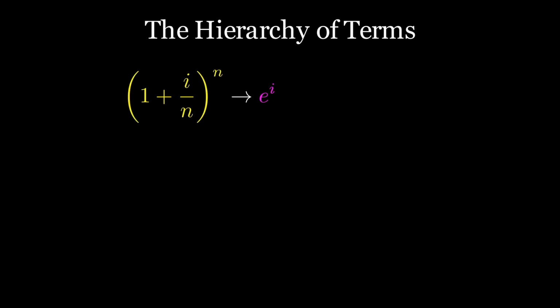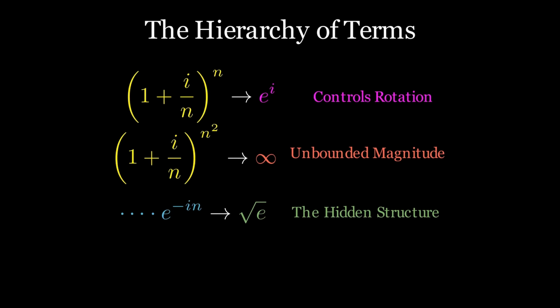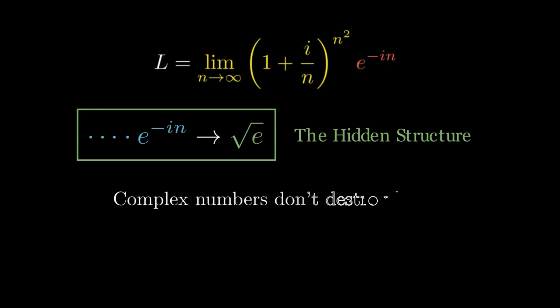Here's the big idea. (1 + i/n)^n gives rotation. It heads toward e^i, but with n squared, the spinning explodes. So we multiply by a counter-rotation, e^(-in), that cancels the runaway spin. What's left is not chaos. It's a clean constant, e^(1/2).